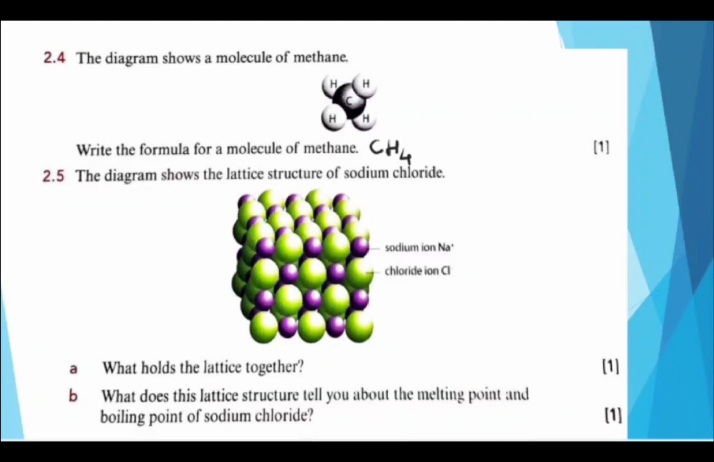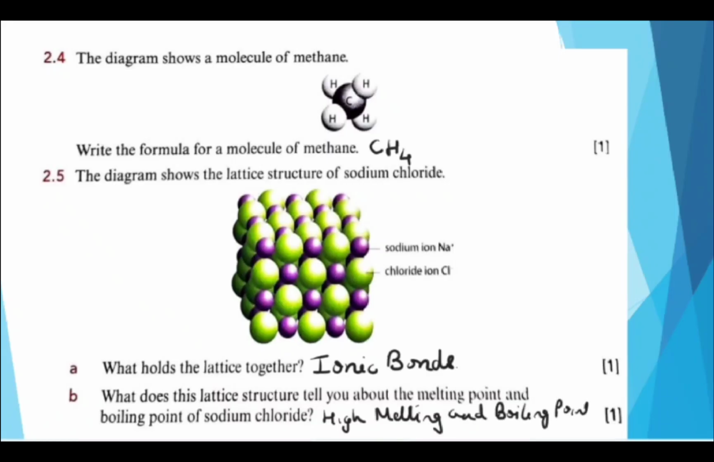The diagram shows the lattice structure of sodium chloride. Okay, what holds the lattice structure? Ionic bonds hold the lattice structure. Yes, what does this lattice structure tell you about the melting point and boiling point of sodium chloride? The melting point and boiling point of sodium chloride, children, it has a high melting and boiling point. Yes, this is what it states.